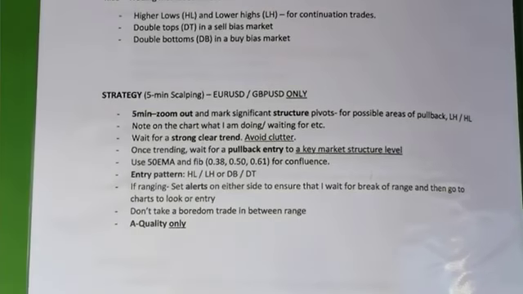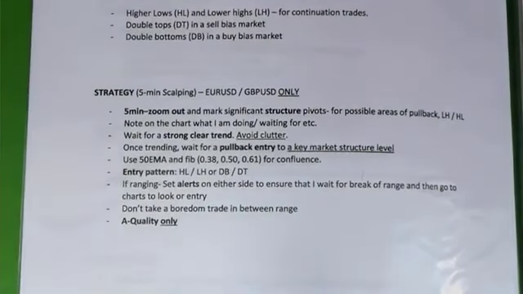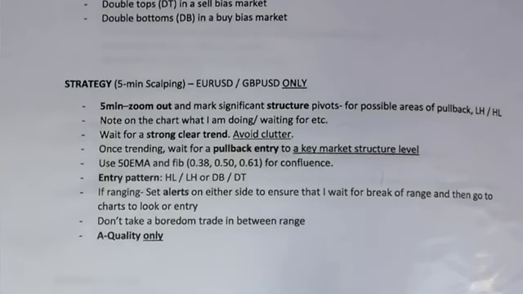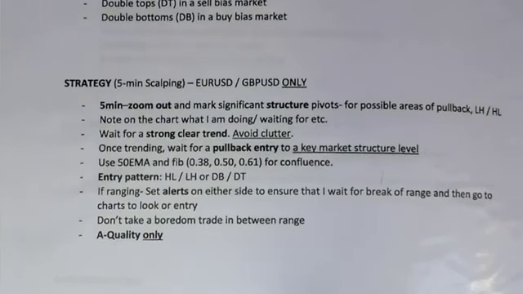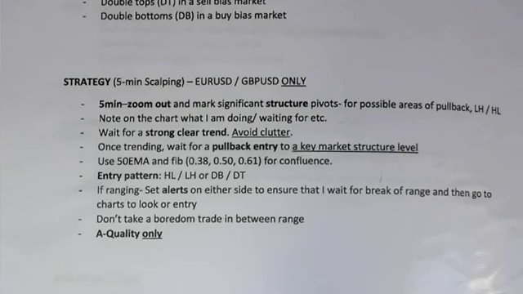Let's have a look at my trade plan. The 5-minute scalping strategy. Predominantly I'm using this for trading Euro USD and Pound USD, and the first step involves zooming out on the chart so that the candlesticks are really small. This helps me to mark significant structural pivots for possible areas of pullback, whether that's a lower high or a higher low for both the downtrend or uptrend opportunities.